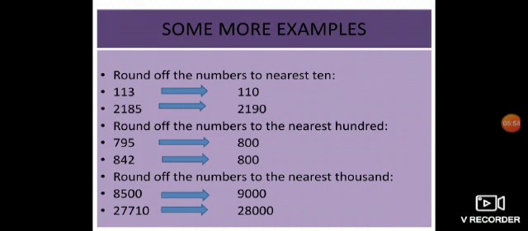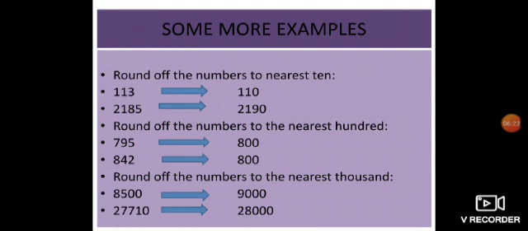Students, let's do few more examples. Round off the numbers to the nearest 10. First number is 113. This number lies between 110 and 120. It is nearer to 110 than to 120. So 113 is rounded off to 110.